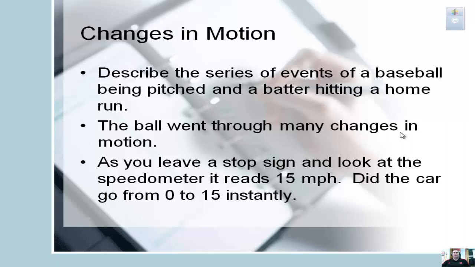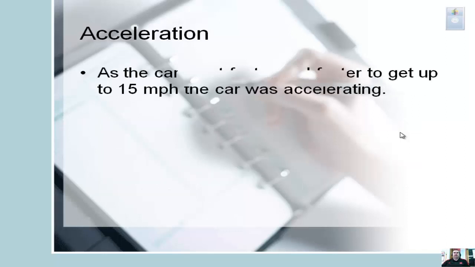If you think about a car sitting at a stop sign, not moving, look left, look right, all of a sudden step on the accelerator, and all of a sudden that car is moving faster. The driver looks down and it says 15 miles per hour. Did they go from 0 to 15 instantly? No, we know they didn't. We know that that car was speeding up over time.